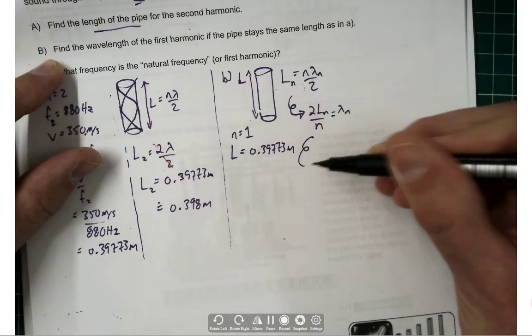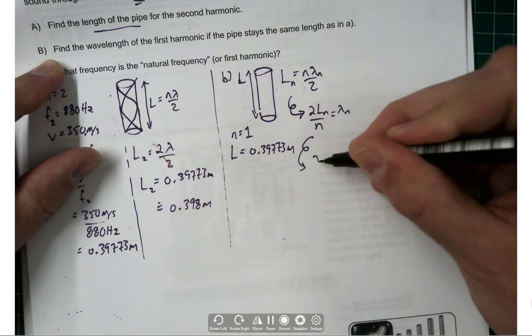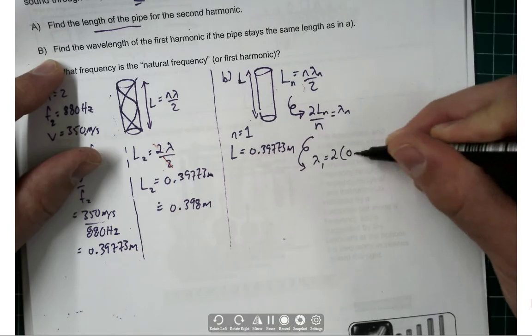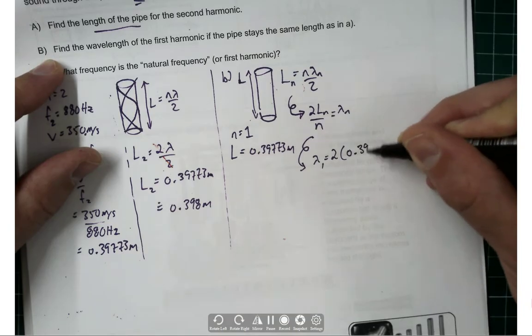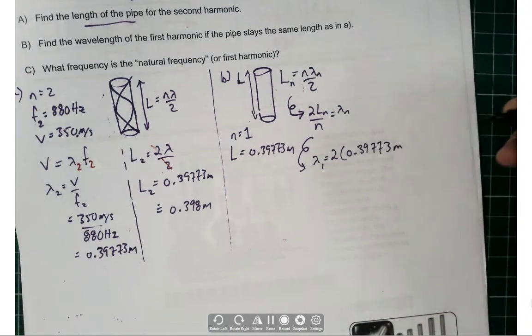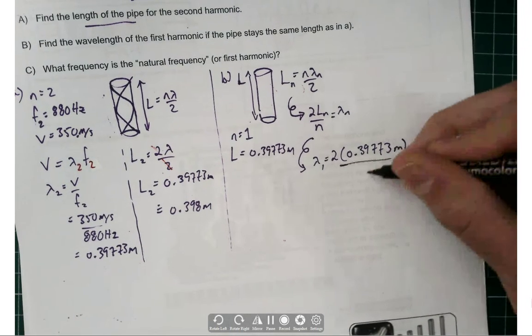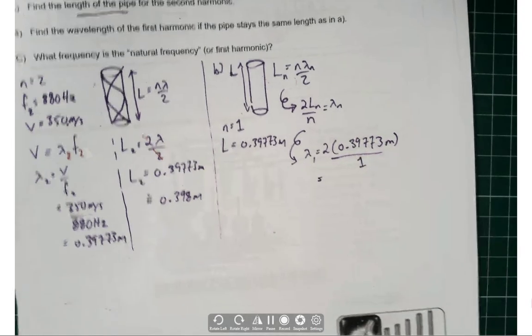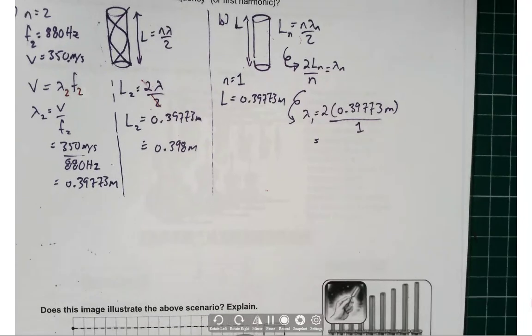We can sub in our values, and we get lambda 1 is equal to 2 times the length of the air column, unrounded of course, 0.39773 meters, divided by a harmonic number of 1. And so the wavelength for the first harmonic, what do you guys get? Unrounded. I know there's at least 2 people that have done this already. What'd you get? Yeah, I know you got it.